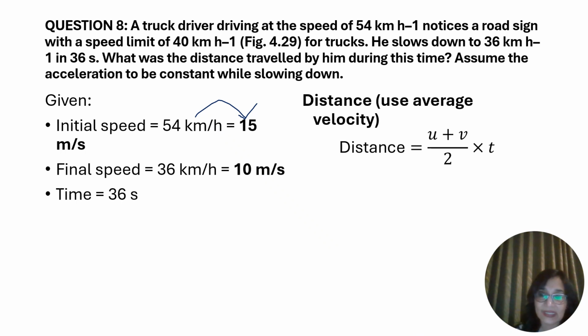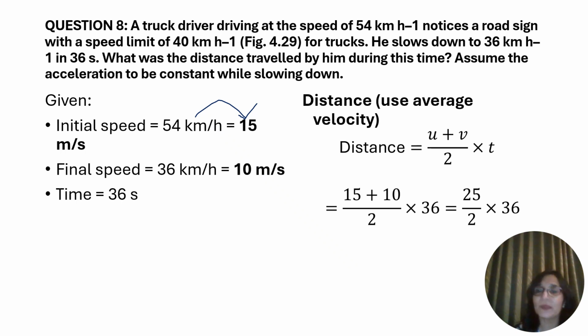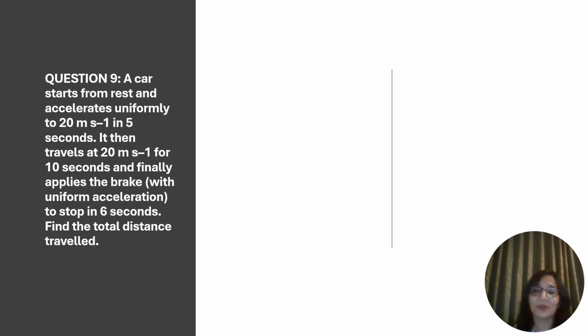Now for the distance, students, you need to understand that basically it is average velocity into time. How do we calculate average velocity? Initial velocity plus final velocity divided by 2, into time. So when you substitute the values, after the calculation you get the answer, which is 450 meter. That is the distance traveled during this time. Hope that question was clear to you. Next is question number 9.